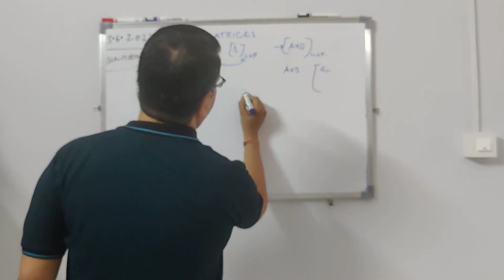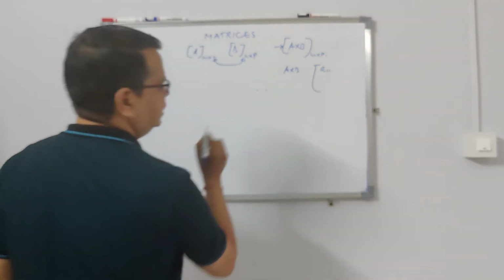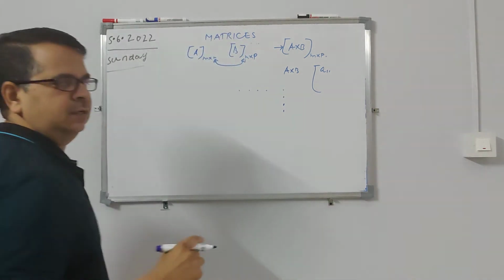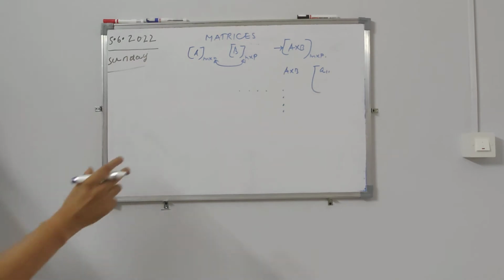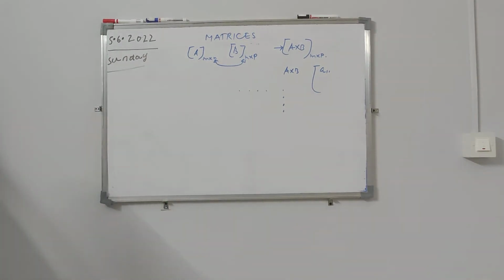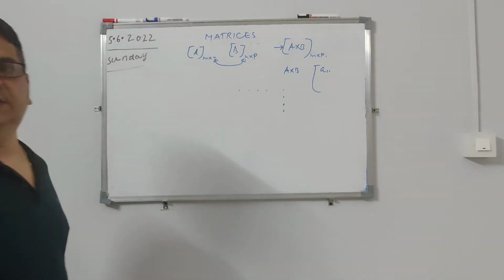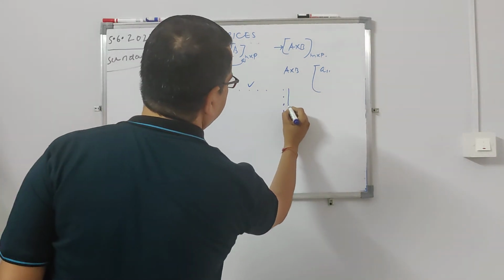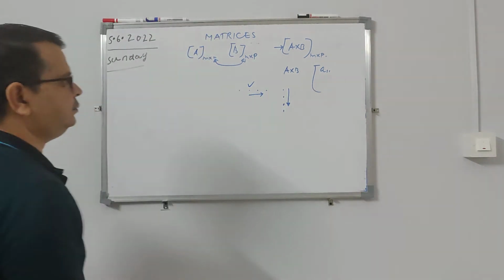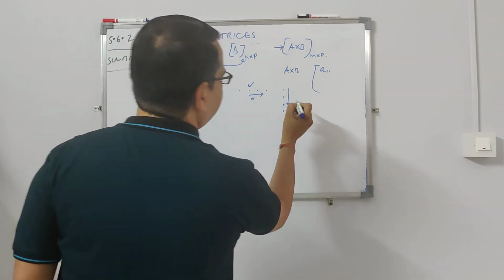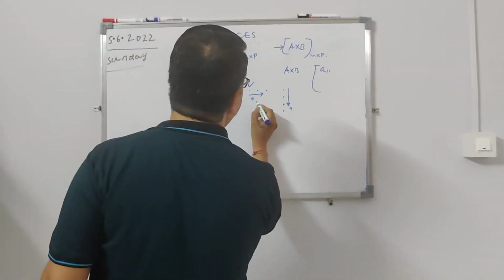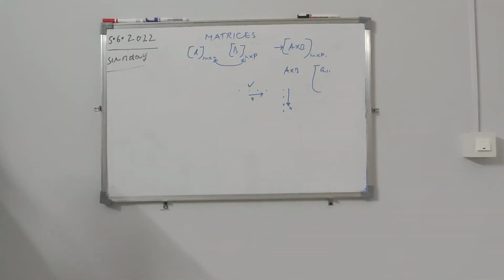See, suppose I have columns like this, and I have rows like this. I have to multiply to get the first row, first column of this resulting matrix. So in this case, the columns here should be equal to the rows here, right? If this is 4, this has to be 4 to make the multiplication possible. But if by chance this is 3 and this is 4, then multiplication is not possible. So that's the crux of this.